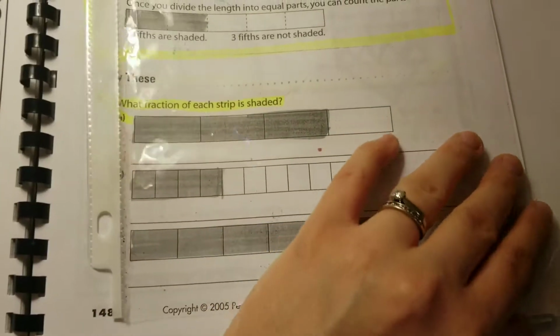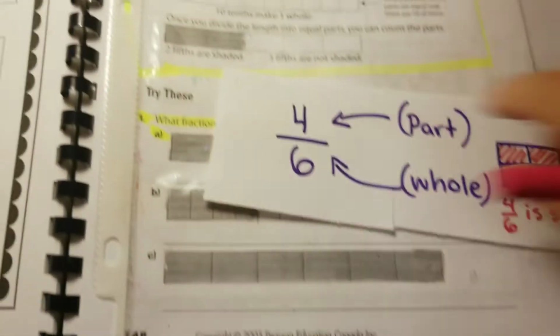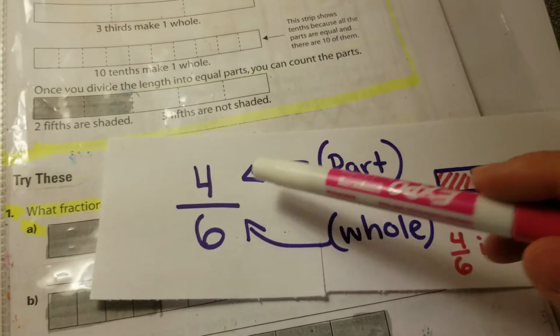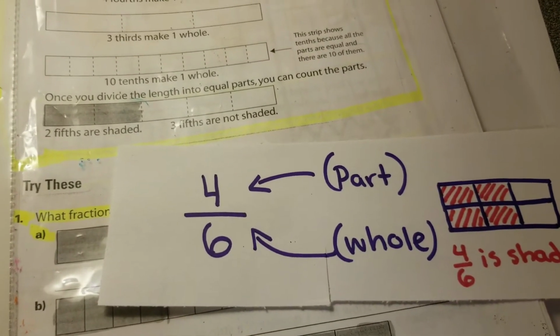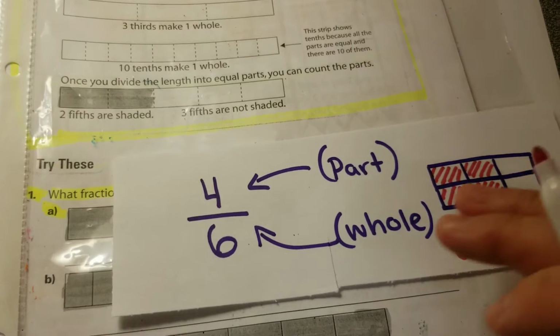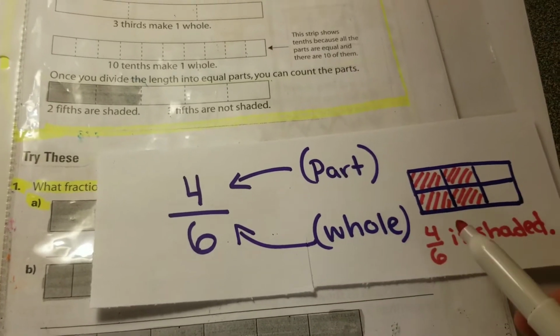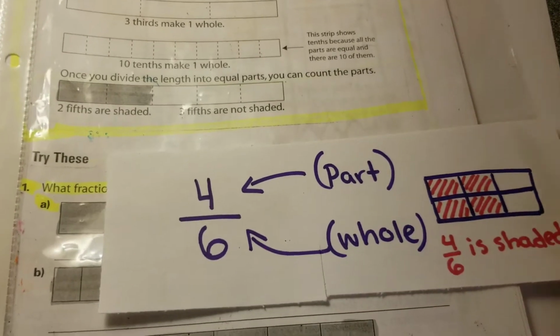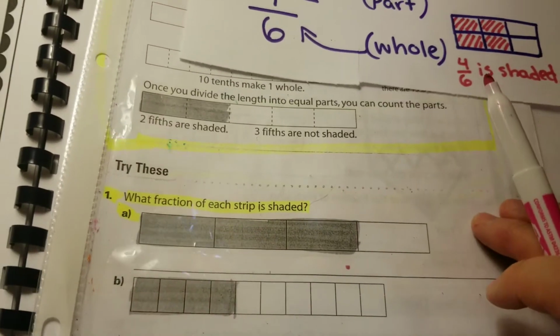Here we have some examples where we're going to talk about the fraction of each strip that is shaded. When we're talking about the fraction of something, we are again, remember, looking at the parts and the whole. So on top, you would put the how many parts, and on the bottom, you would put the whole number, or how many parts are in total, in the total object or set.